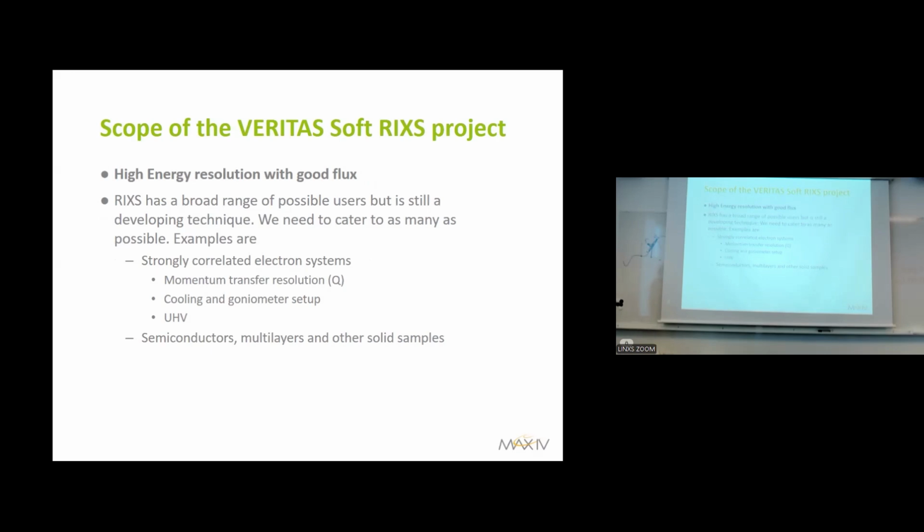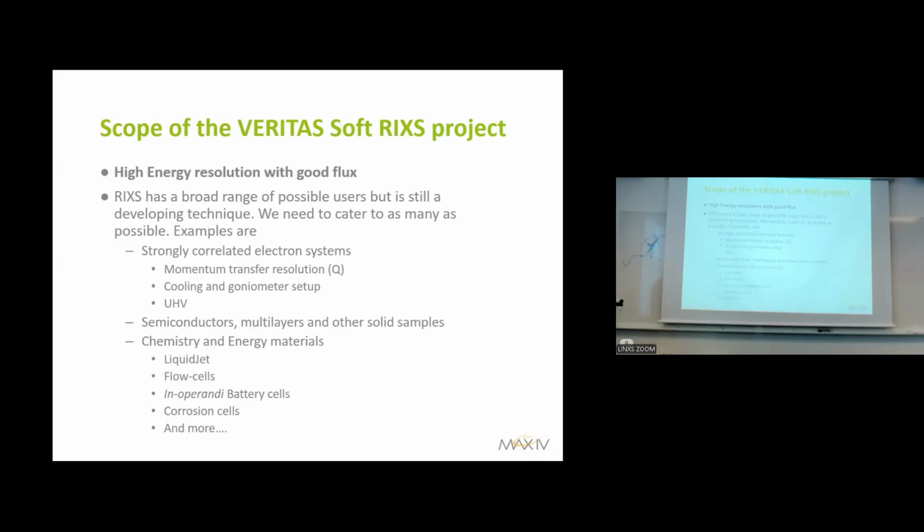So the scope for Veritas is to offer high energy resolution, good flux. We want to have a broad range of uses. That's why we designed the experimental chamber in this weird way that we have, and invented this novel experimental chamber that is small, so we can still develop other sample environments. And examples of where we need this is momentum transfer. We place a goniometer setup in UHV.